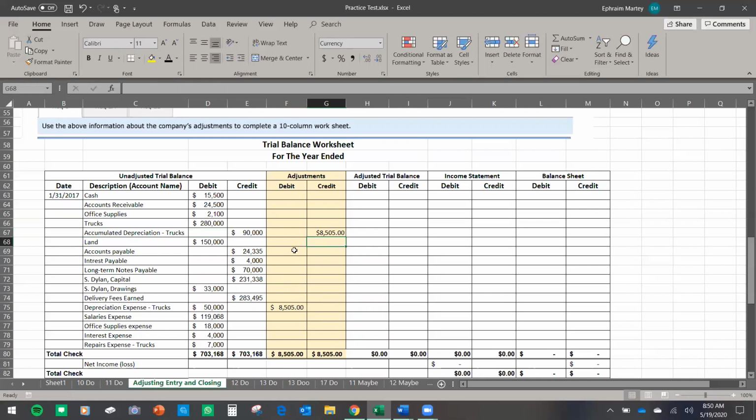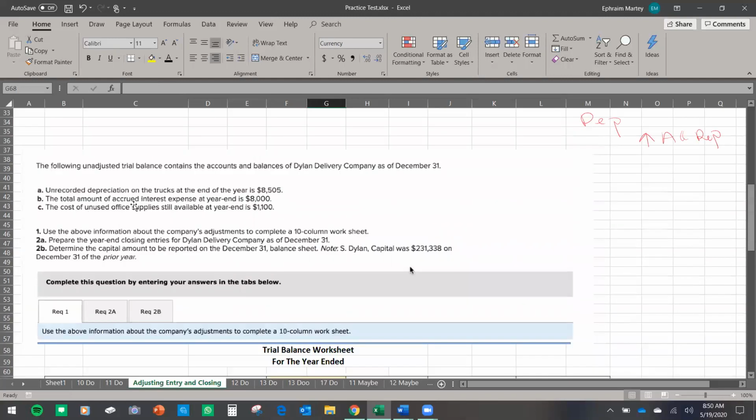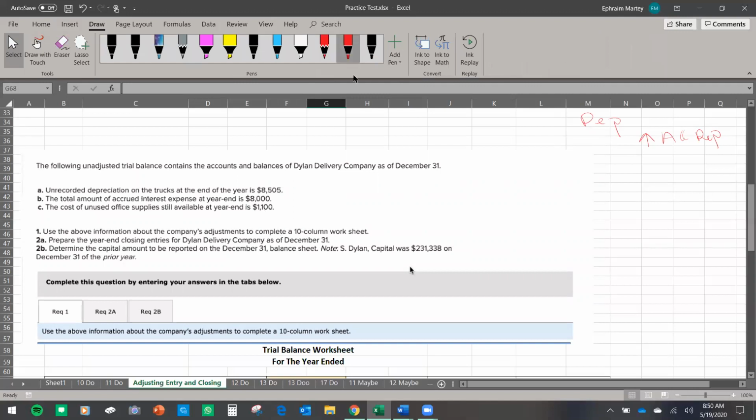Good. Now, the next one says the total amount of accrued interest expense at the year end was 8,000. Accrued means we have incurred interest expense, but we haven't paid it yet. So that will go into accounts payable.